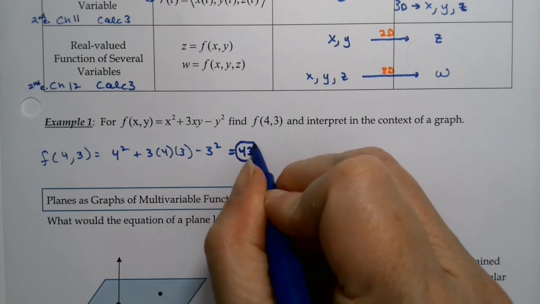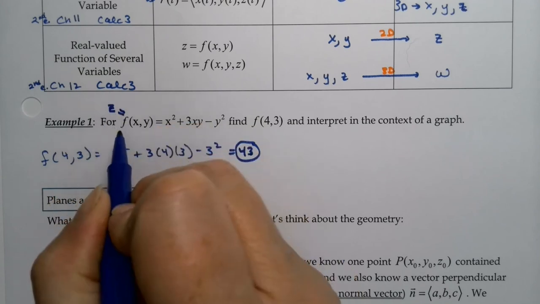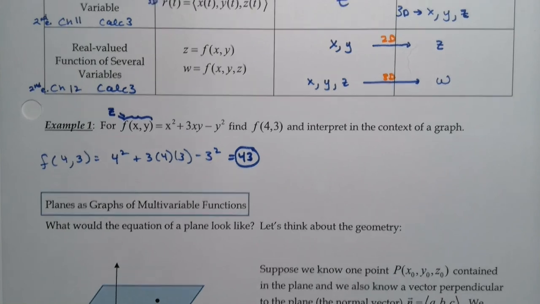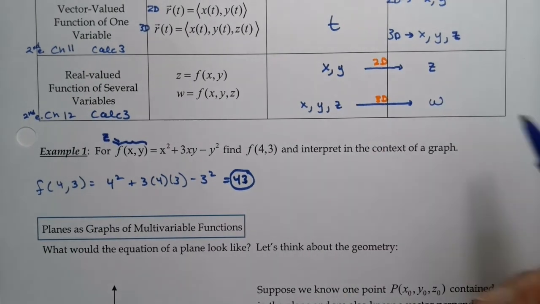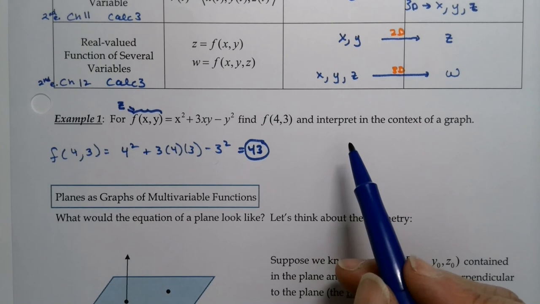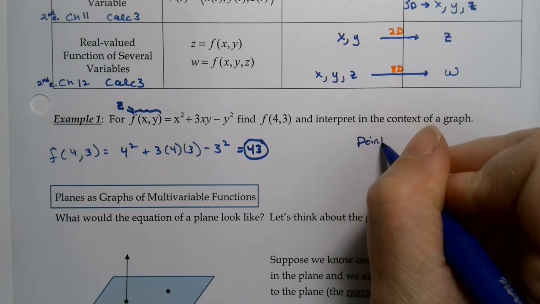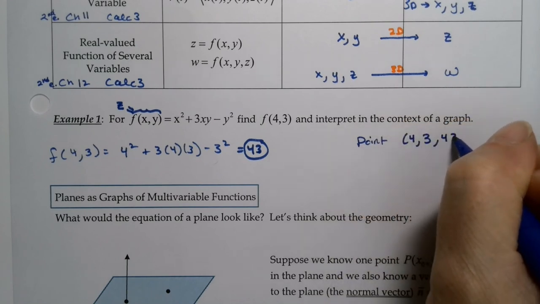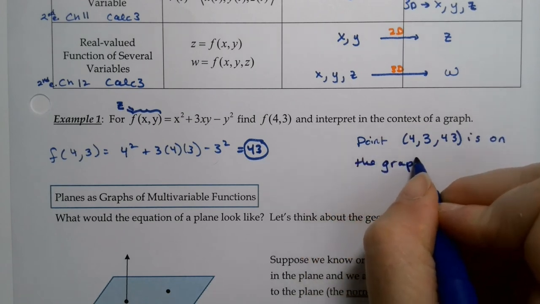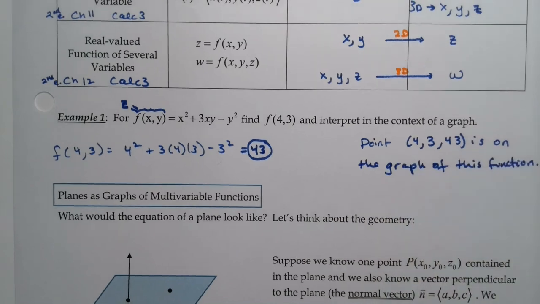Now, keep in mind, it asked us to find f of x, y, and so that is z right here. So z is f of x, y. Just like y was equal to f of x, z is equal to f of x, y. It's your output. All right, so then we want to interpret this value in the context of a graph. Well, we don't have the graph, but we do know that the point 4, 3, 43 is on the graph of this function, even though we don't really know what it looks like yet.